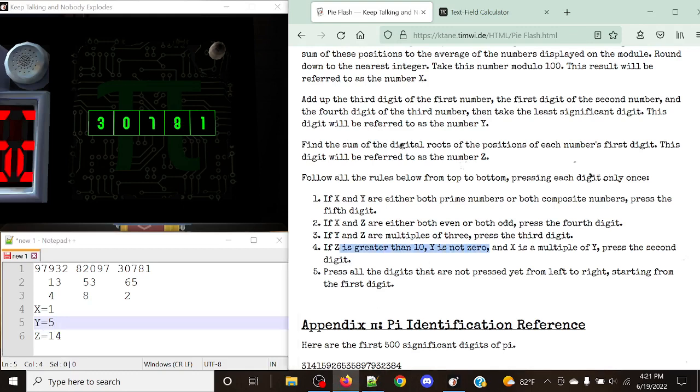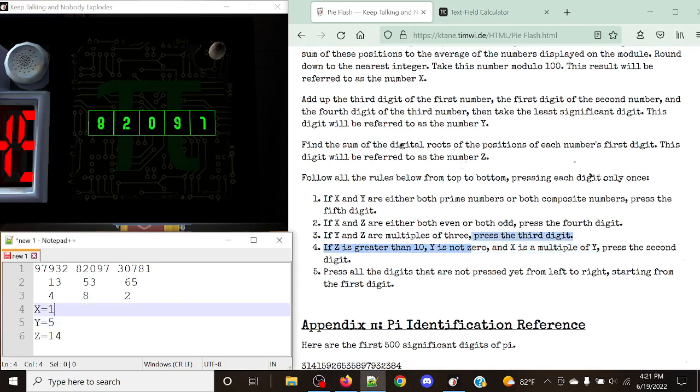Y is not 0. And X is a multiple of Y. This is not true. The X is a multiple of Y is where it kind of falls flat on its face because of the fact that it is a 1. And 1 is only a multiple of 1. So that is the only case.